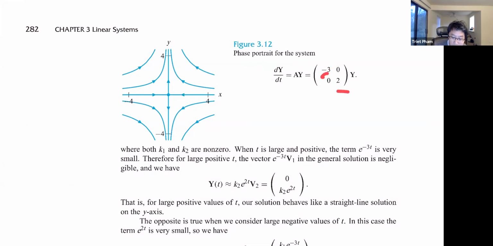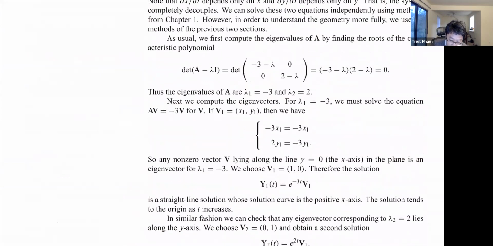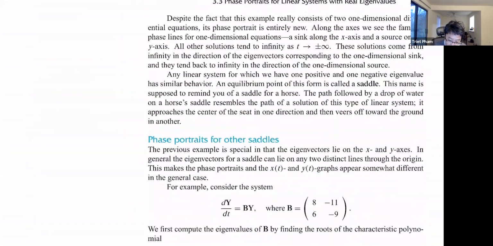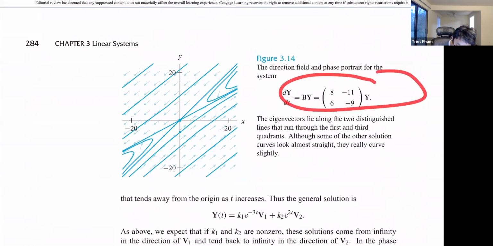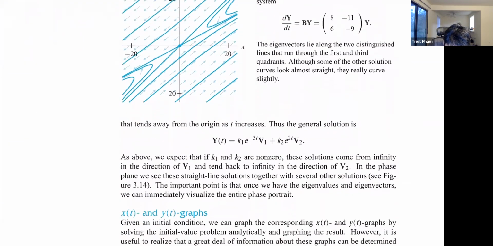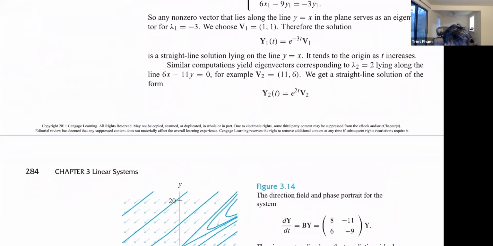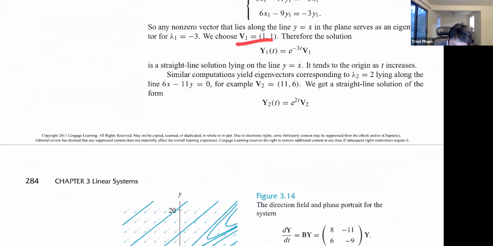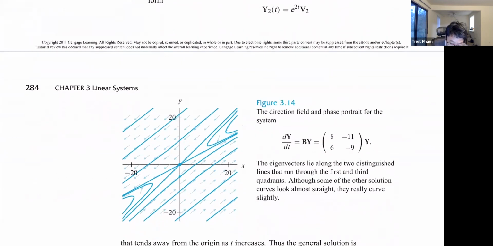Exactly, saddle. Why? Because of minus 3 and 2. And because it's diagonal, you see that (1, 0) and (0, 1) are eigenvectors. I guess (1, 0) is the one with minus 3, and (0, 1) is the one with 2, and anything else is a combination of those, right? What about this? Did they give us the eigenvectors? Yes, V1 is this, V2 is this, and the eigenvalues are minus 3 and 2. That's also a saddle. So that's not anything interesting.